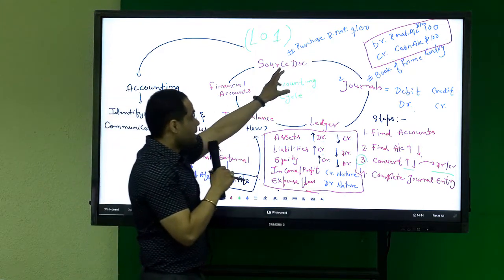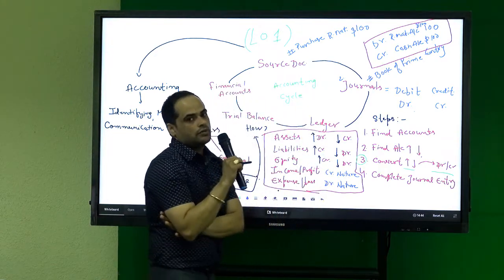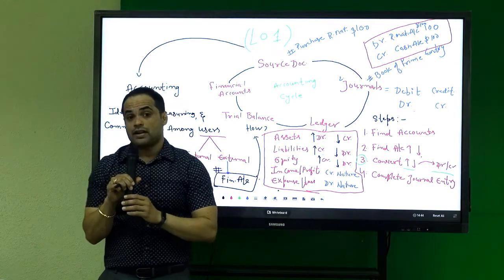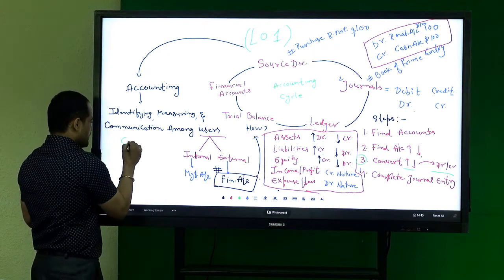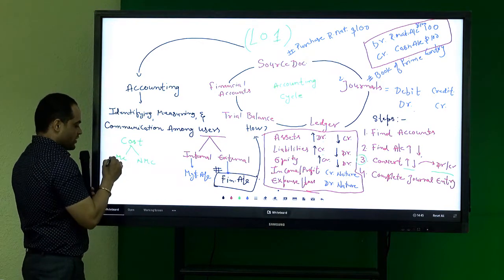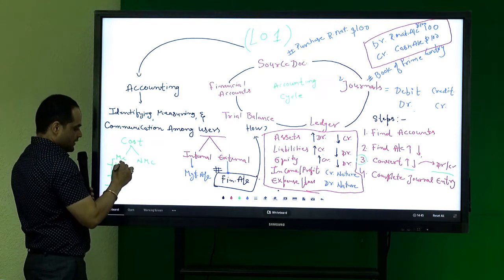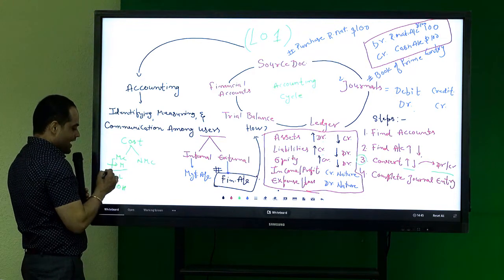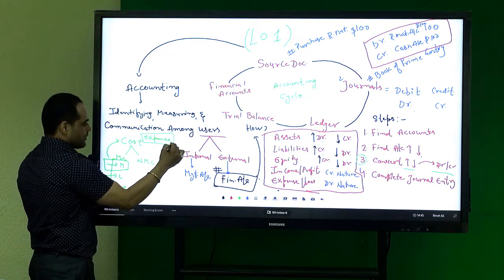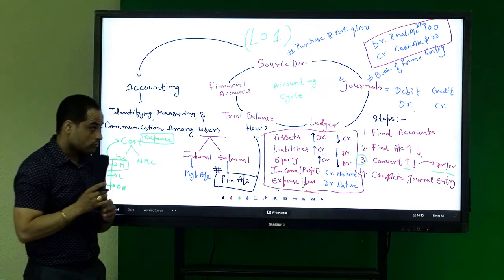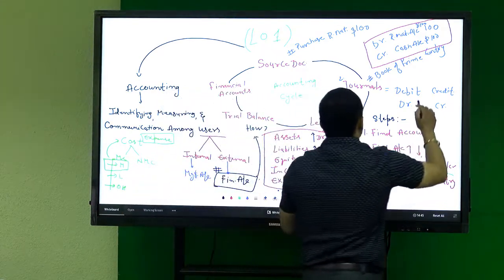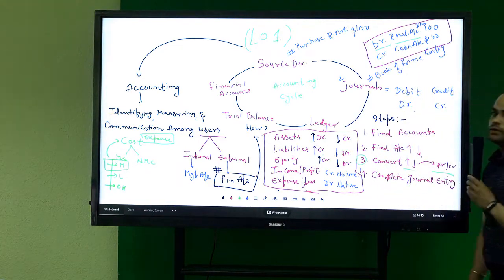For example, purchase raw material. Buying raw material is your expense. Like you studied in your management accounting, expense means cost. You studied manufacturing cost and non-manufacturing cost. Manufacturing cost is a combination of material, labor, and overhead. So buying raw material is your cost, is your expense. So expense, debit. That's why raw material is debit.